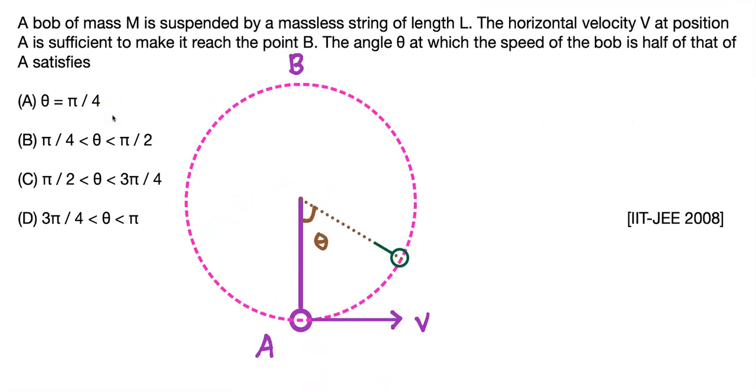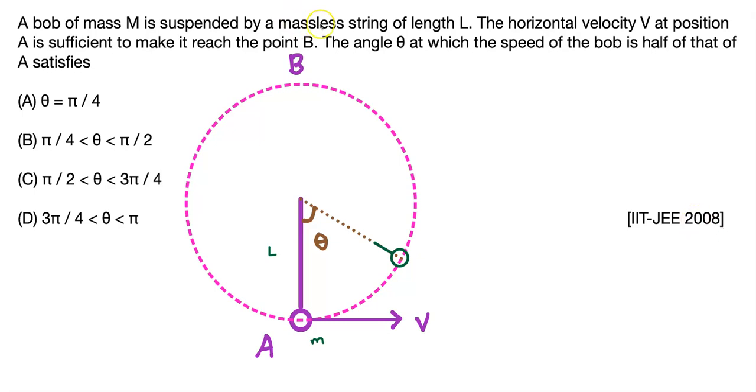A bob of mass m is suspended by a massless string of length L. So we have a bob of mass m and that's suspended by a massless string of length L. The horizontal velocity v at position A, so at the bottom, is sufficient to make it reach the point B. The angle theta at which the speed of the bob is half of that of A satisfies, and we have four options here. And for those of you who are interested in where this problem came from, it's from the 2008 archives.